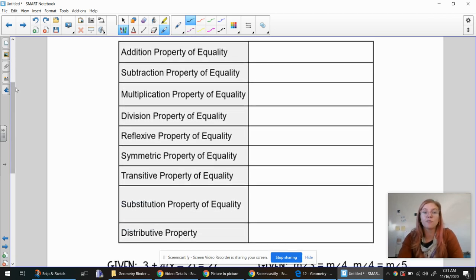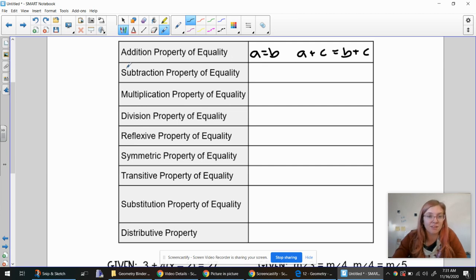So to kick things off, we need to go ahead and define a bunch of properties. These are going to act as our reasons for every step that we do along the way. So the first property is the addition property of equality. This says that if A equals B, then A plus C equals B plus C. This is what allows us to add the same thing to both sides of an equal sign.